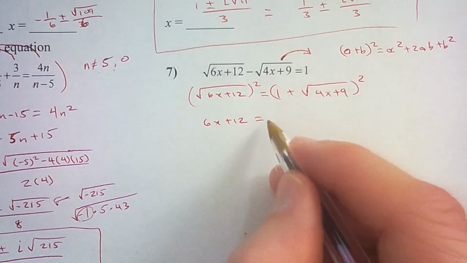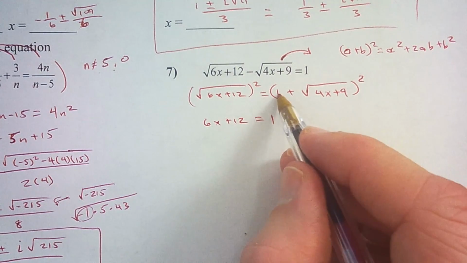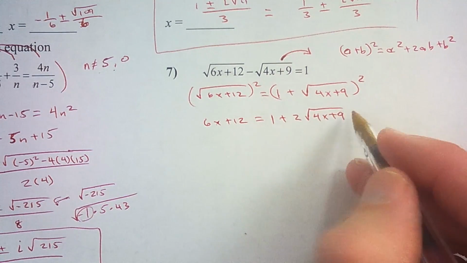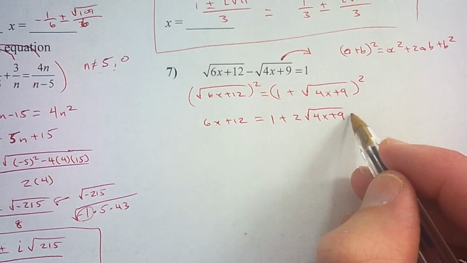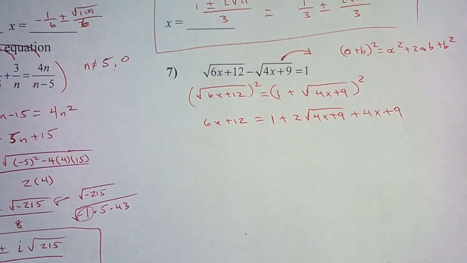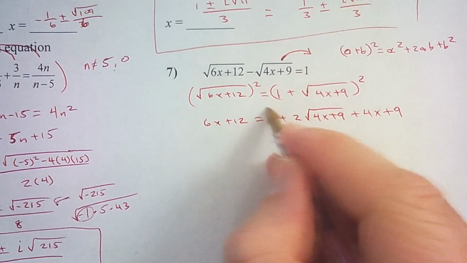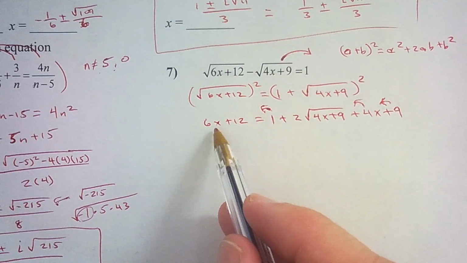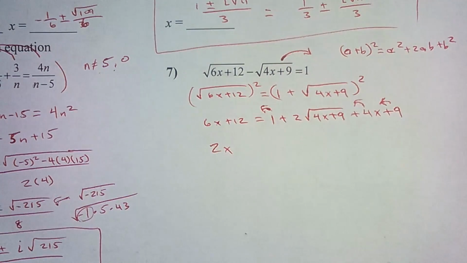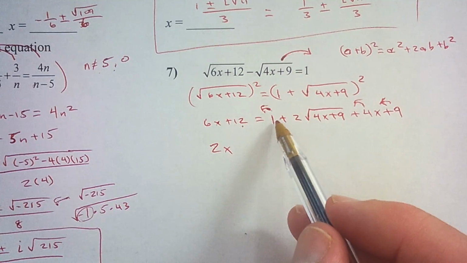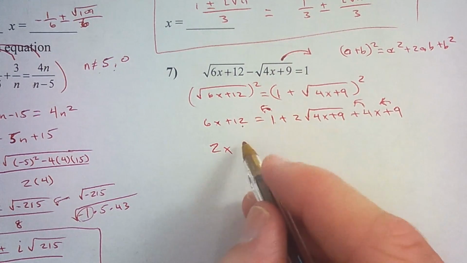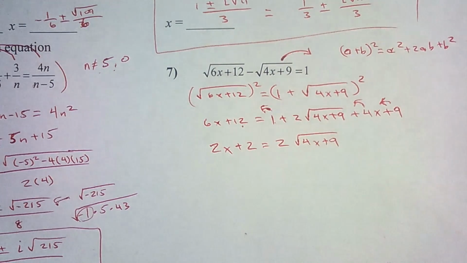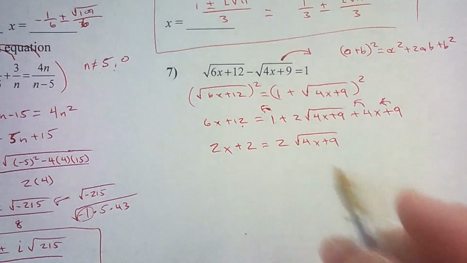Okay, so my first term squared is 1. Double the product. I have 1 times the radical, doubled is 2 times the radical. And then this last term squared is 4x plus 9. Okay, now let's move everything but the radical term over to the other side. So I have 6x minus 4x, that's 2x. 12 minus 1 and 9, so that's 12 minus 10, so I've got 2 equals 2 times the square root of 4x plus 9.